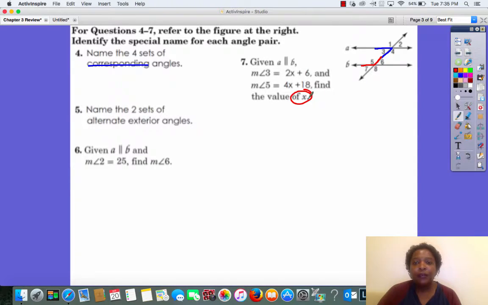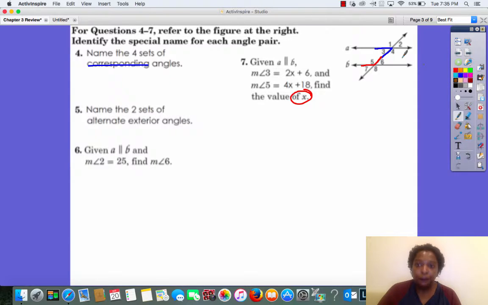Anytime they ask you to find the value of x or y or z, what they're wanting you to do is set up an equation. So you're going to go back to algebra 1. Set up an equation and get your x by itself to get the value. Now before we can set up an equation, we have to figure out what kind of relationship we're dealing with.